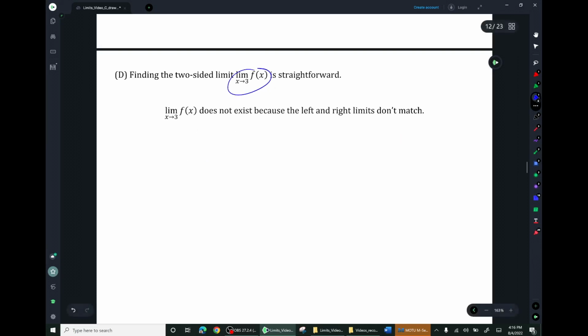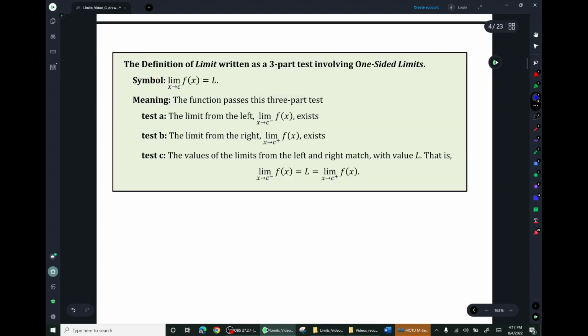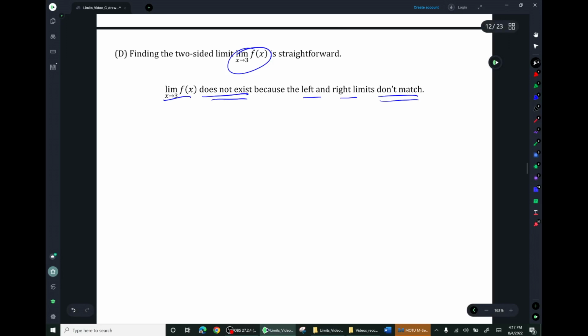Question D says, find the two-sided limit, that is, the limit as x approaches 3 of f of x. Well, that's straightforward. This limit does not exist because the left and right limits don't match. Remember the three-part test for limit. For this limit to exist, the left limit has to exist, the right limit has to exist, and the left and right limits have to match. So that's why the limit does not exist.